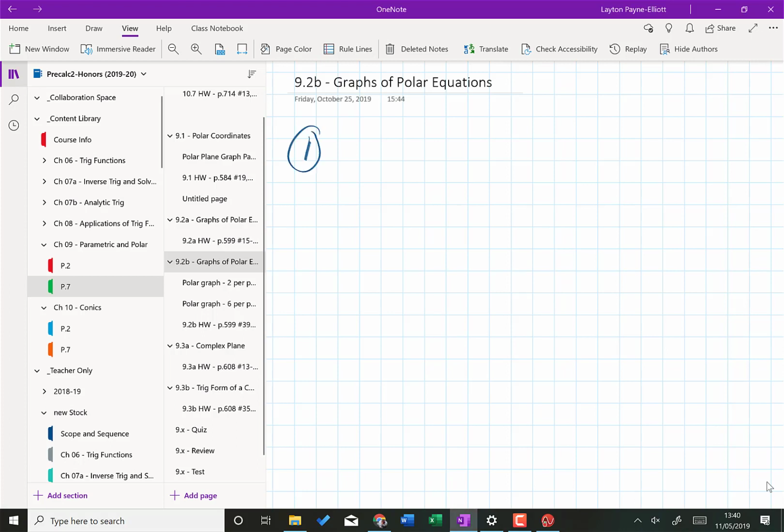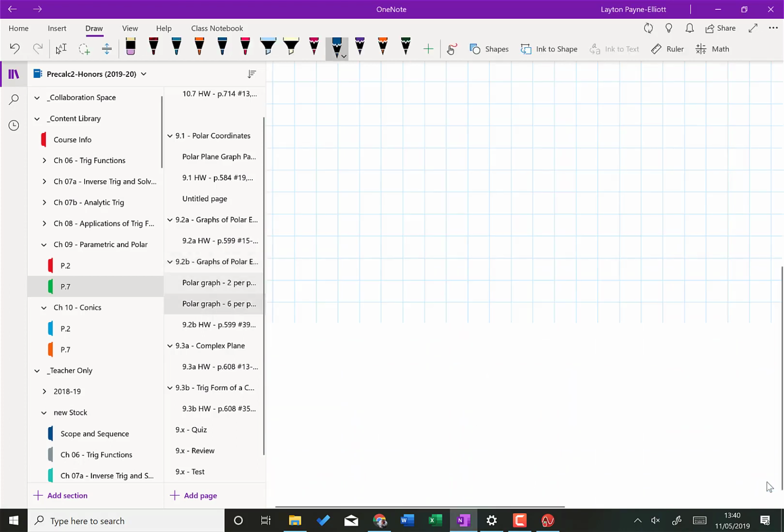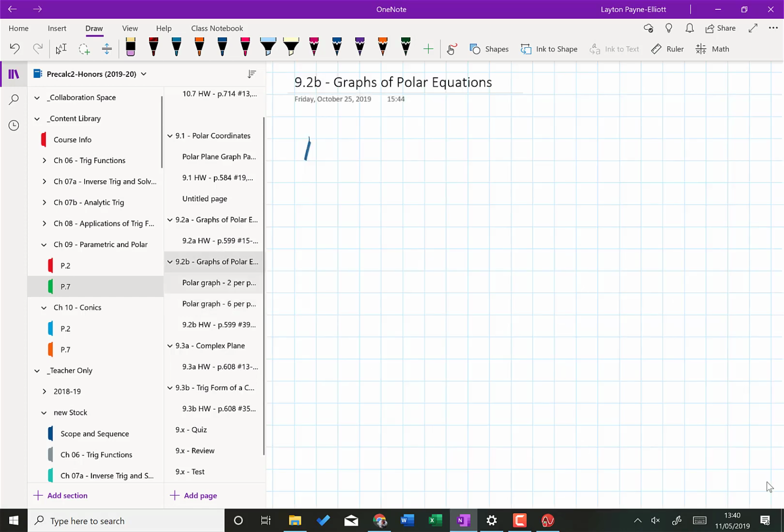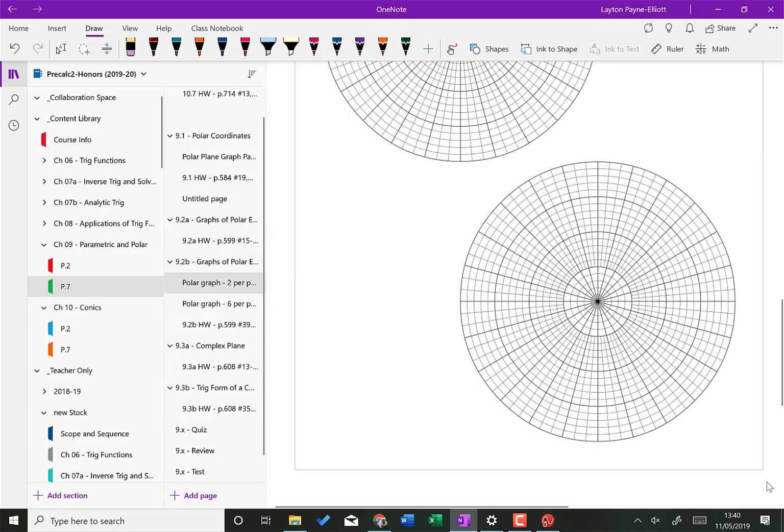The second thing is that I'm going to be flipping back and forth between the page that has 6 per page, which is going to be the easiest of the two to actually graph on, and the notes here. The page that has 2 per page is there for you to see and use if you want a lot more detail. Some of the ones that are coming will have multipliers in front of the theta. That means that you're going to be graphing that many times as many points, so it can be helpful to have them down this far.